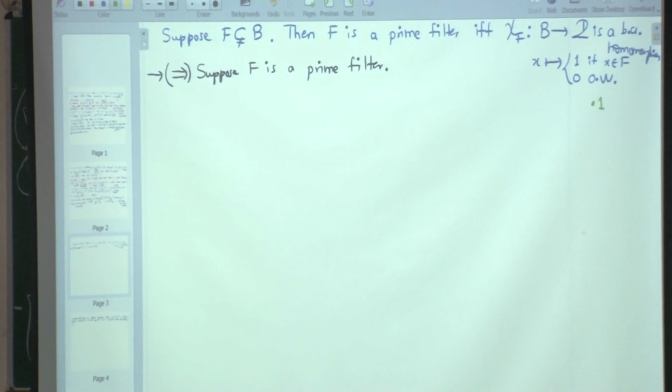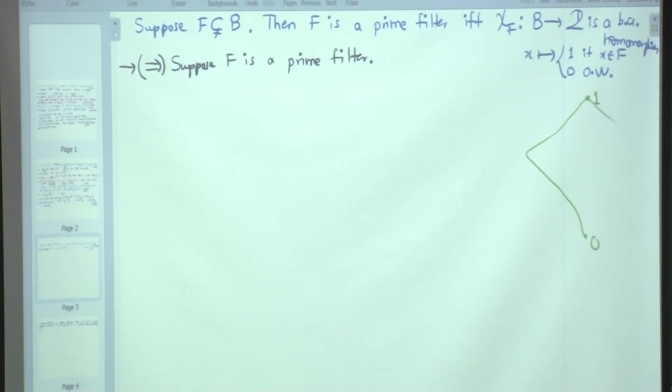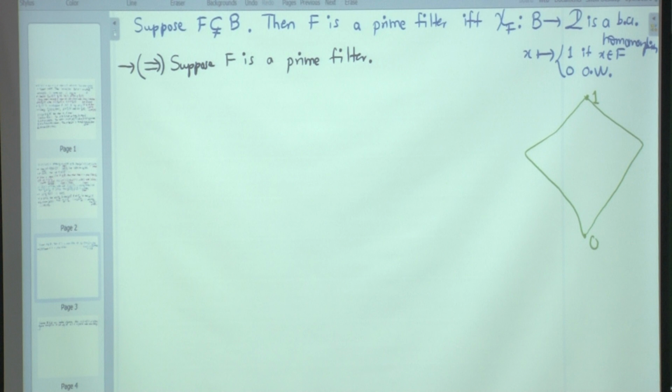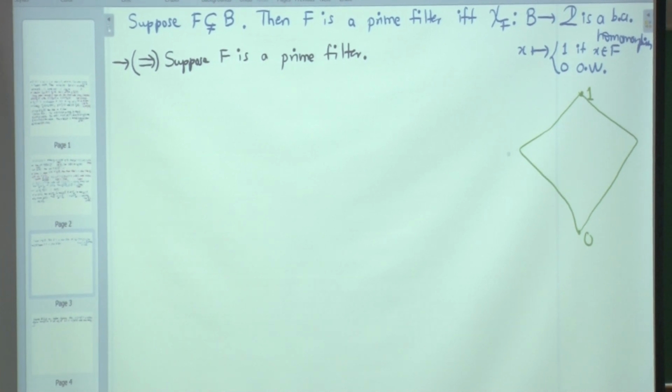I would like to think of a Boolean algebra always as something like this. It spreads. It has minimum, it has maximum, and then it has a spread. And usually the filters are somewhat like this. The filters are the upper parts.